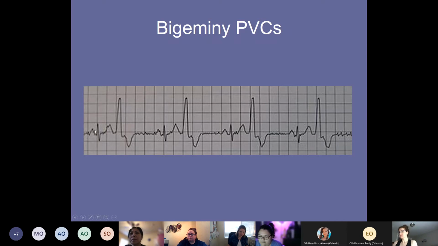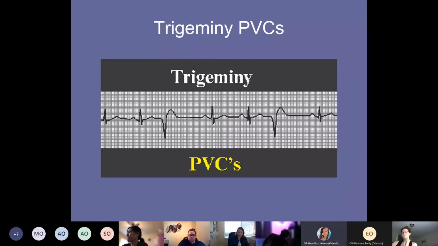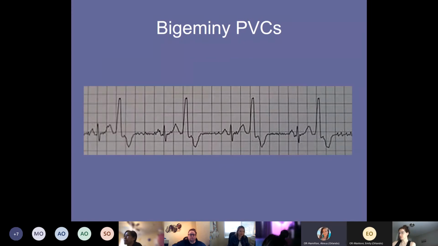Another example here, P, QRS, T, I think, and then a wide bizarre. And it's every other beat. Okay, so we've got sinus, PVC, sinus, PVC, sinus, PVC. Okay, so sinus with bigeminy PVCs. Can bigeminy be multifocal as well, as long as it's still every other beat? Yes, who was that? Alexis. Alexis, yes ma'am, it sure can, absolutely. That wouldn't be very pretty, would it?